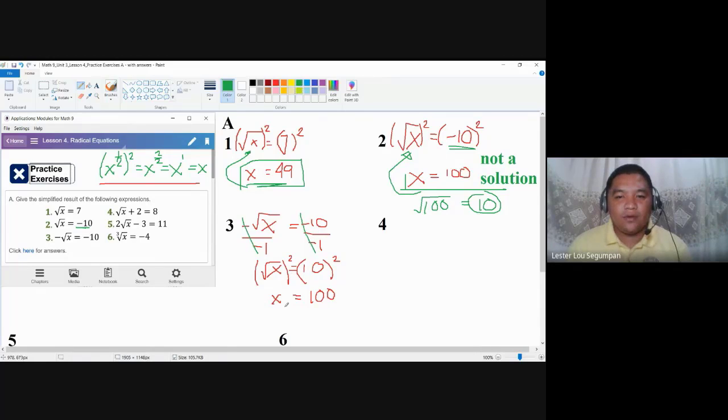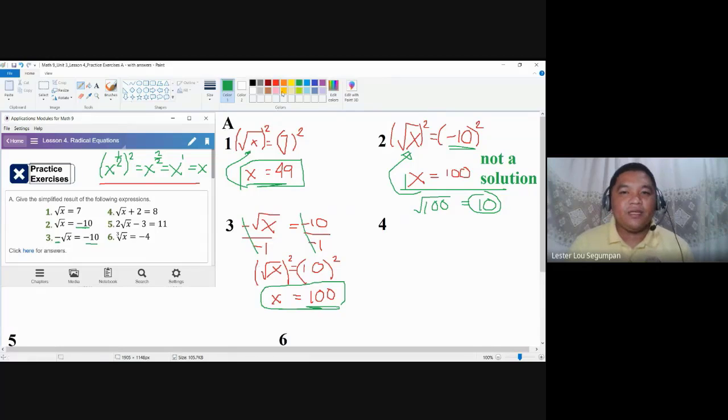Checking. Let's check it here. Square root of 100 is 10. And take note, there is a negative sign outside. So again, square root of 100 is 10, and then there's a negative sign outside. This makes the left-hand side negative 10, similar to the right-hand side, which is negative 10. Therefore, unlike number 2, in number 3, x equals 100 is a solution. Right?